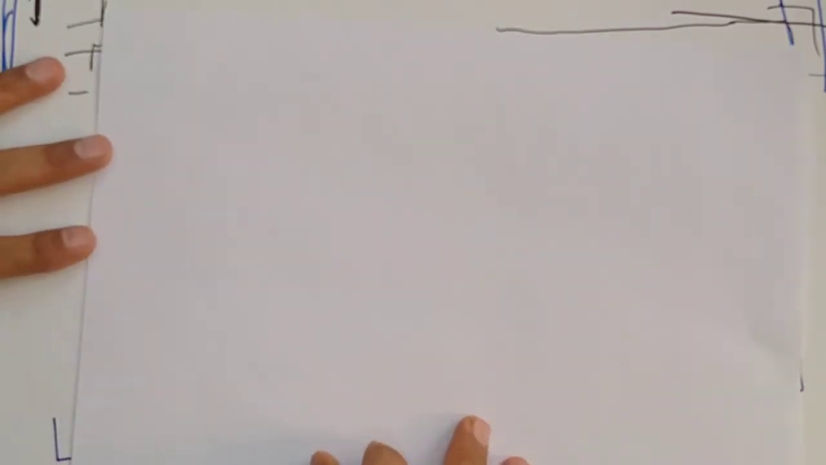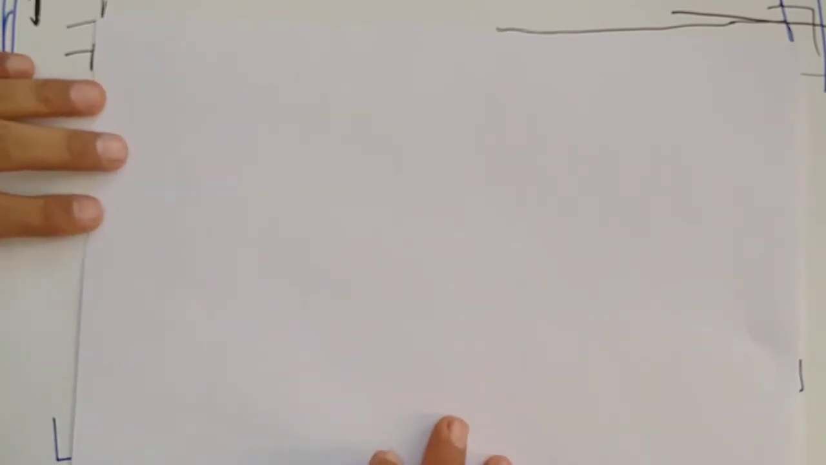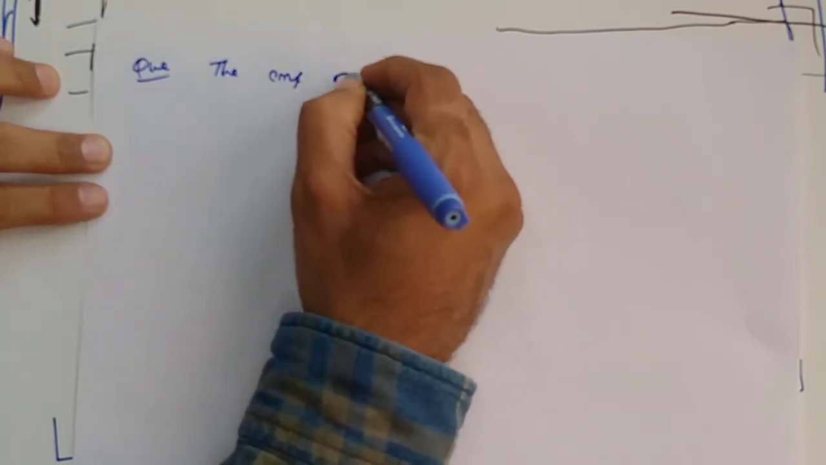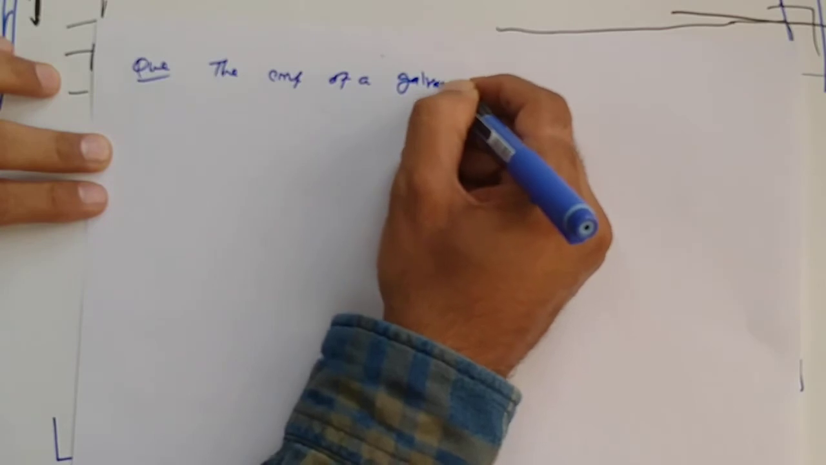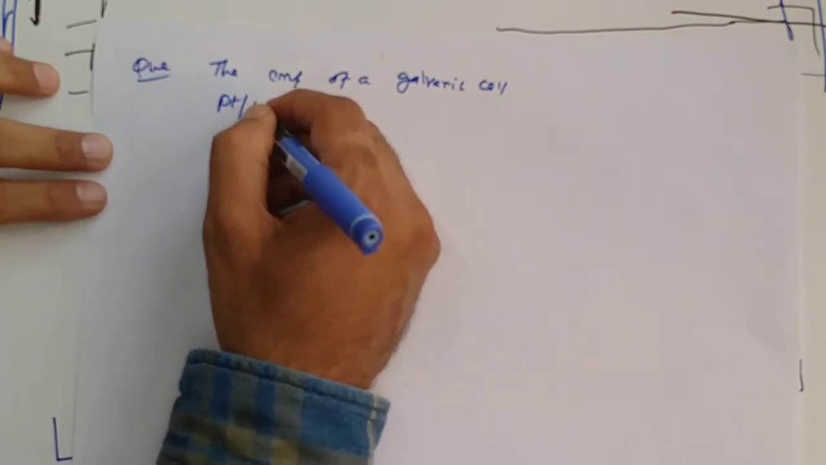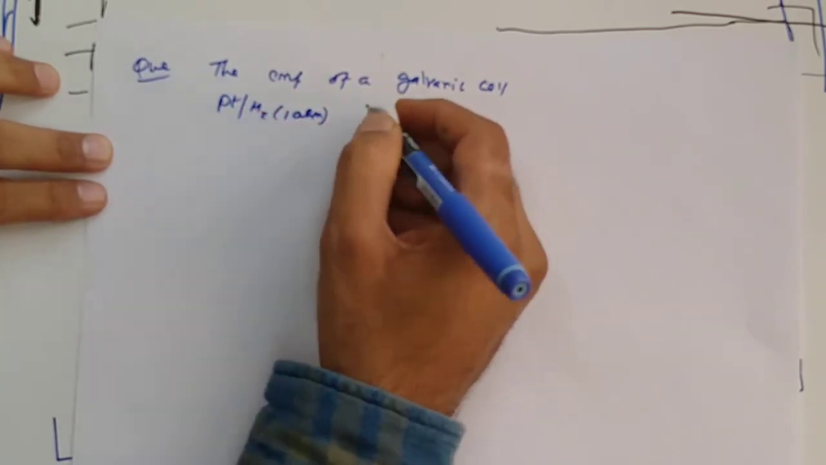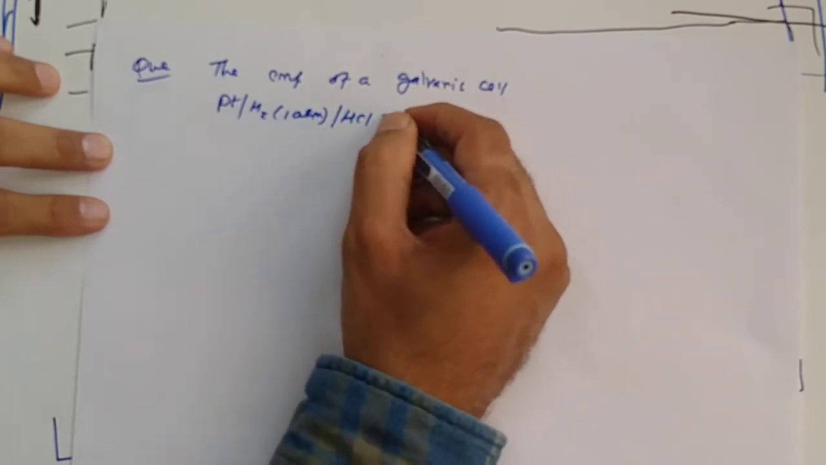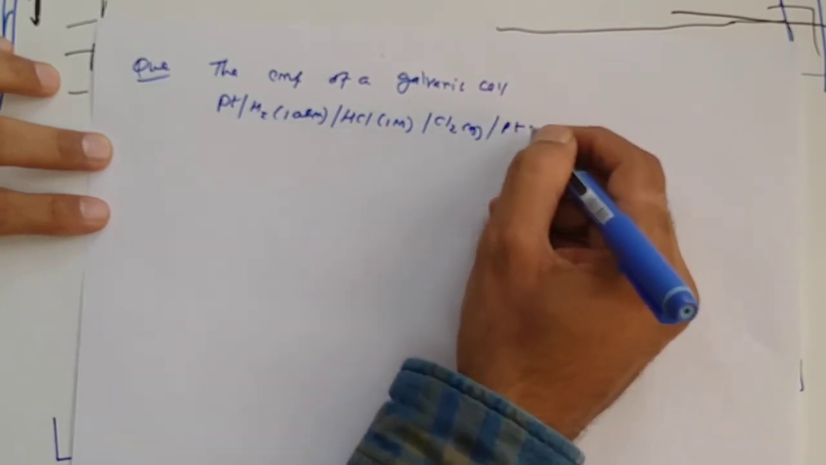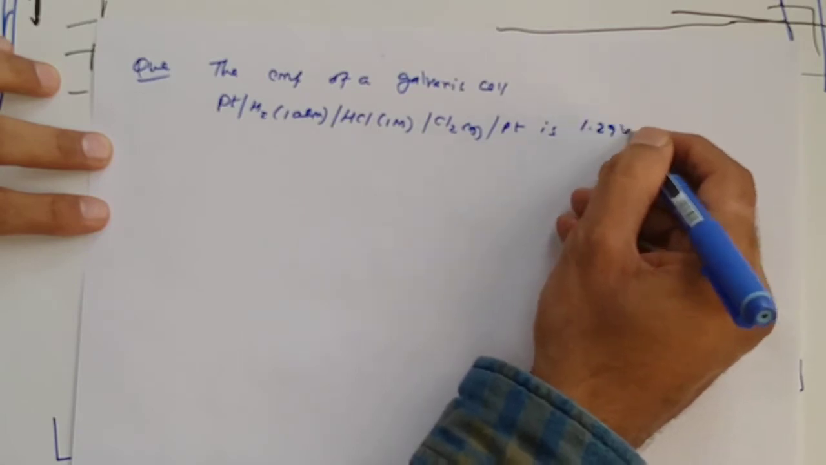Now next question. The EMF of a galvanic cell, platinum/H2 at 1 atmosphere/HCl 1 molarity/Cl2 gas/platinum, is 1.29 volt.